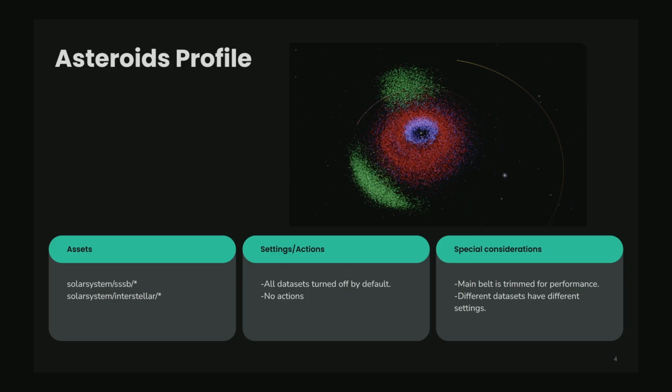Horizons. Settings of the profile. There are no actions in the profile, and the only setting is that the asteroids are turned off. The profile says start with them turned off. If you were to include one of these asteroid data sets in your profile, it would start turned on.